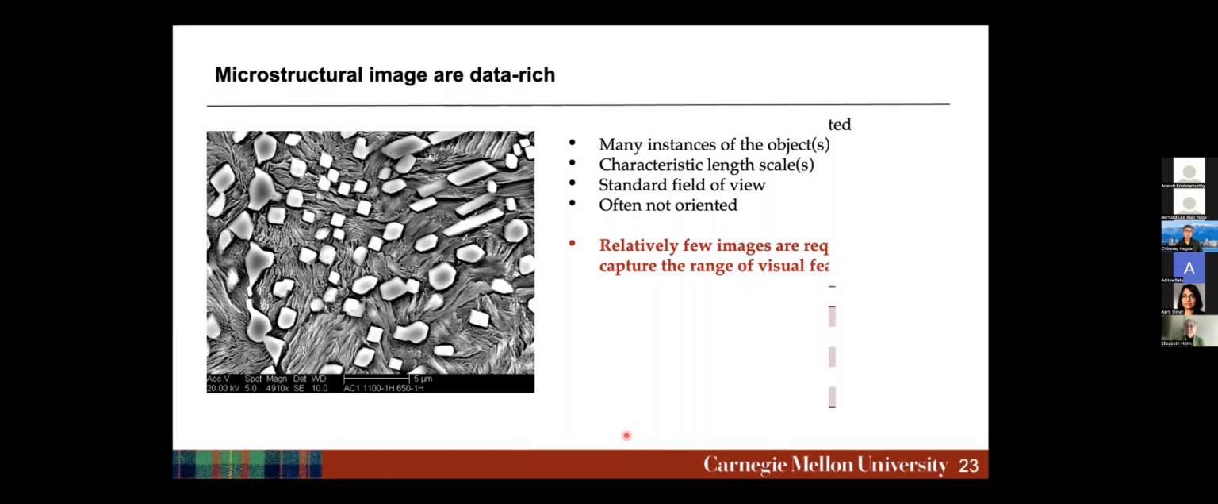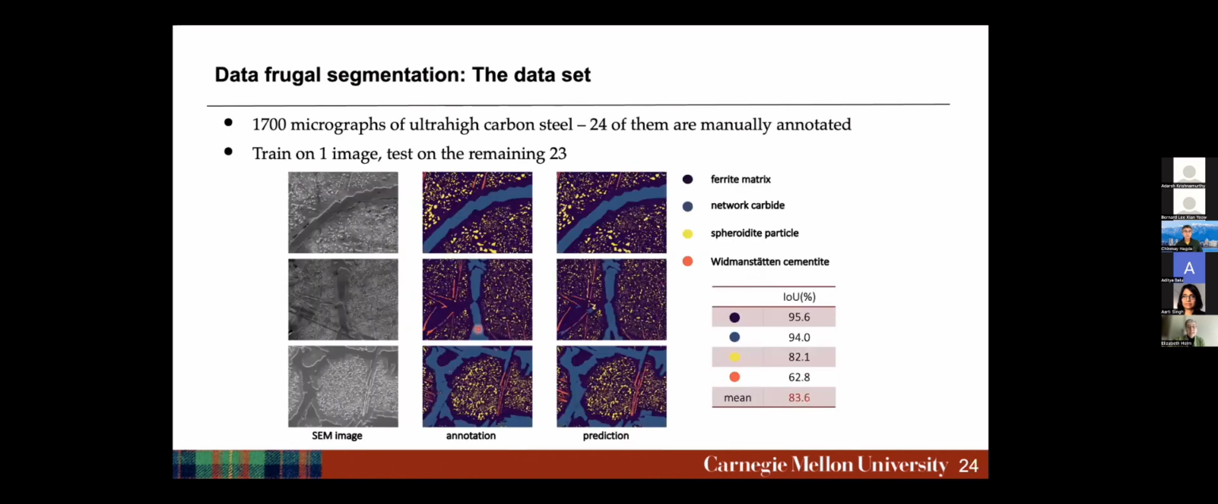Here's data frugal segmentation explained. This is again on the ultra high carbon steel database that we have. We have 24 manually annotated images in this database. So what we're going to do is train on 1 image and test on the remaining 23. And what we find is that if we choose a good image, as I'll show you in a minute, we are able to come up with excellent predictions and excellent IOU with only 1 training image.